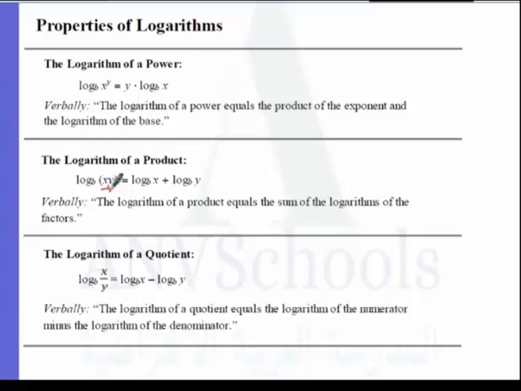And the third one is the logarithm of a quotient. So what is the logarithm of a quotient? The logarithm of a quotient equals the logarithm of the numerator minus the logarithm of the denominator. Our numerator here is x, and our denominator is y. So we take the logarithm of the numerator, which is log base b of x, and then we subtract the logarithm of the denominator, which is log base b of y. So these are the properties of logarithms.